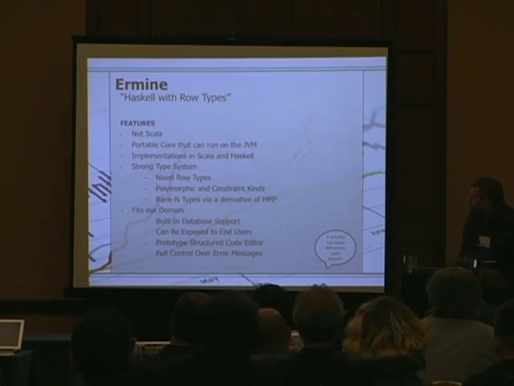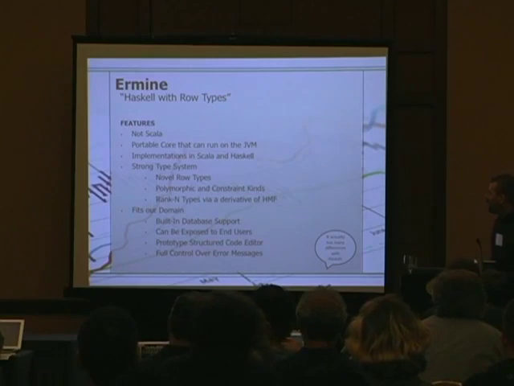Okay, and now Ermine itself as a language is somewhat interesting. It has a very strong type system. It has a novel form of row types that I'm going to talk about a little bit. And it has polymorphic and constraint kinds because, well, they were coming into GHC at the time and I wanted to understand how they worked. It has just enough rank n type support to be dangerous.